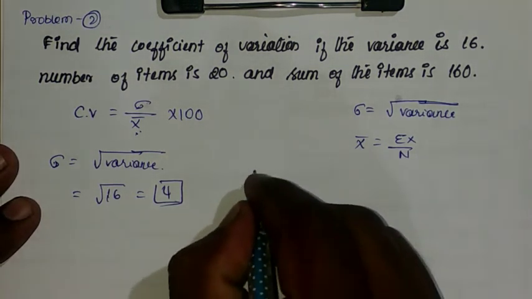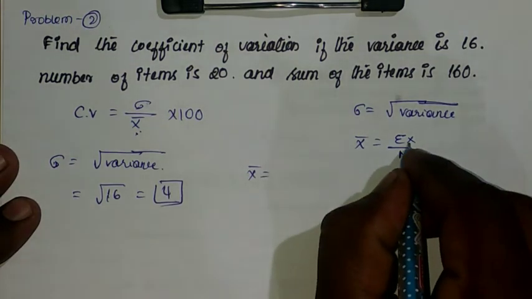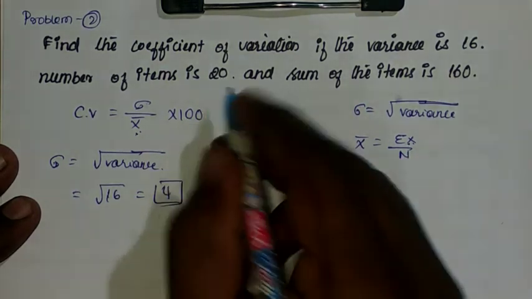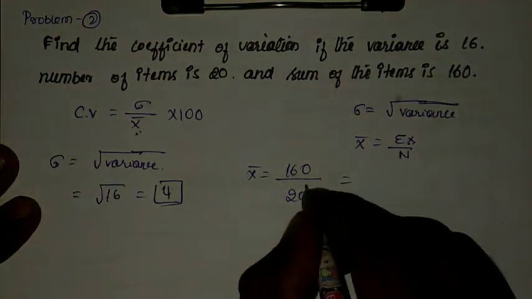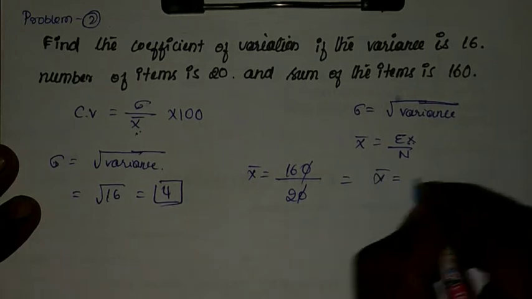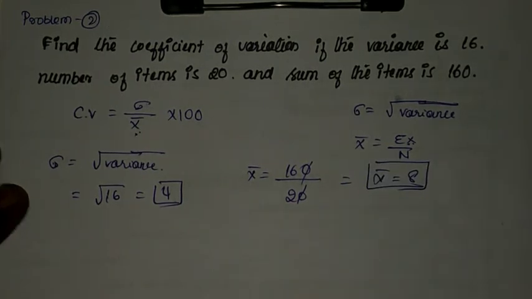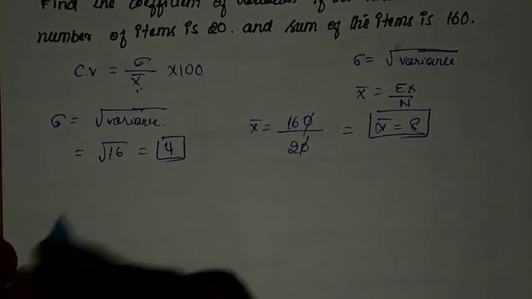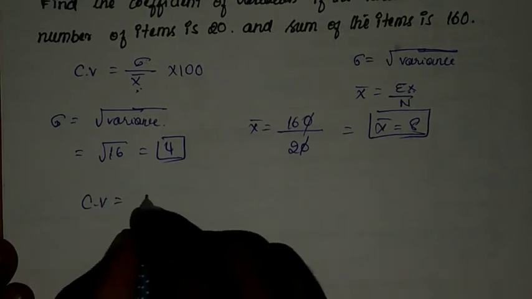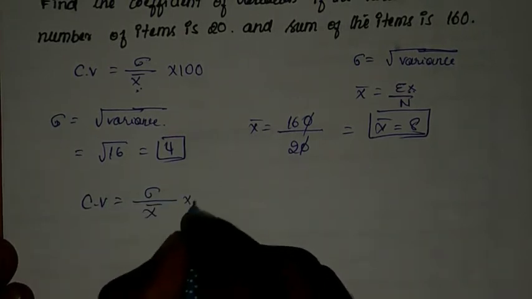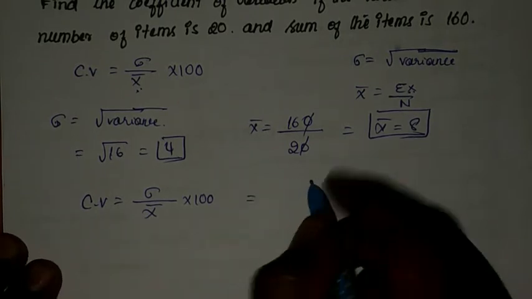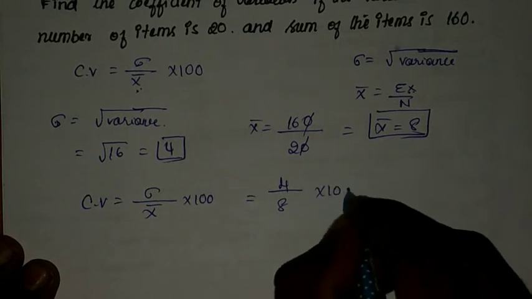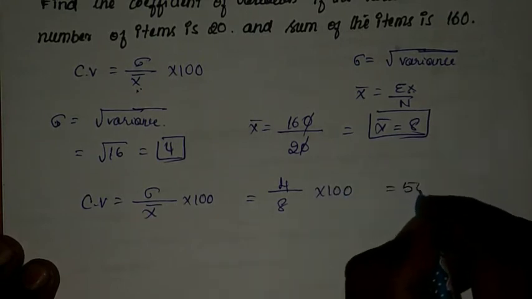So x bar equals summation x, which is 160, divided by n, which is 20 items. So you will get x bar equals 8. Then apply the formula: CV equals standard deviation divided by x bar into 100. So standard deviation 4 divided by x bar 8 into 100. You will get 50%.